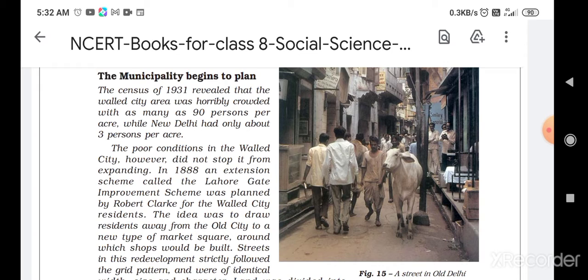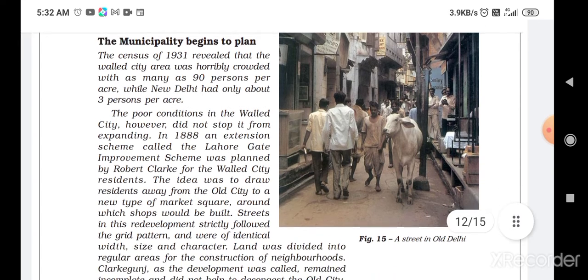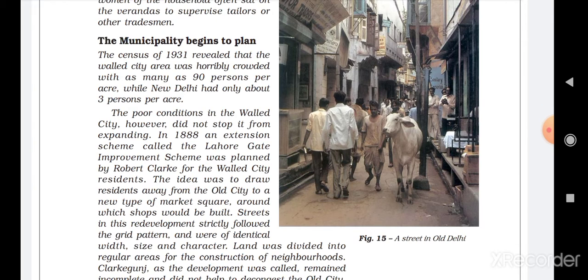Now, the poor conditions in the walled city, however, did not stop it from expanding. The conditions were getting worse and worse day by day in the walled city, because no one was caring for it. New Delhi was totally protected, and the Britishers were totally accountable for New Delhi, but not for the walled city. So in 1888, an extension scheme called the Lahore Gate Improvement Scheme was planned.